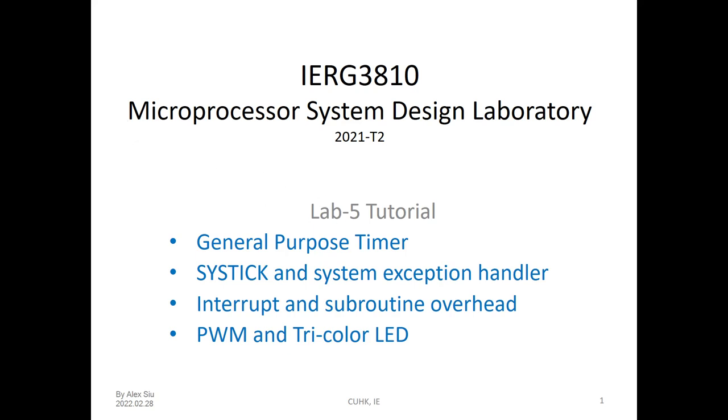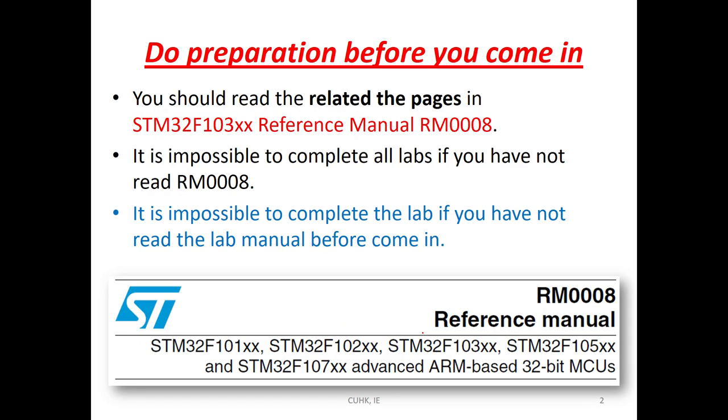This is ILG VH10, the last topic, Timer 5. We will introduce a general purpose timer and SysTick. And we try to understand the overhead of the subroutine or interrupt. Then our last example is to use a tri-color LED to show the PWM function. Of course, you should read the lab manual before you start the experiments.